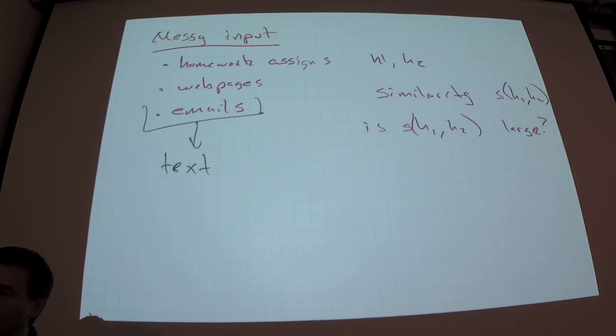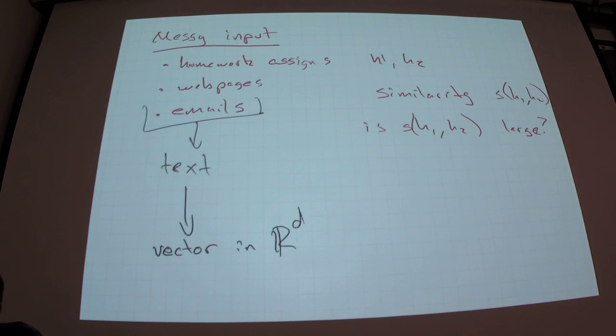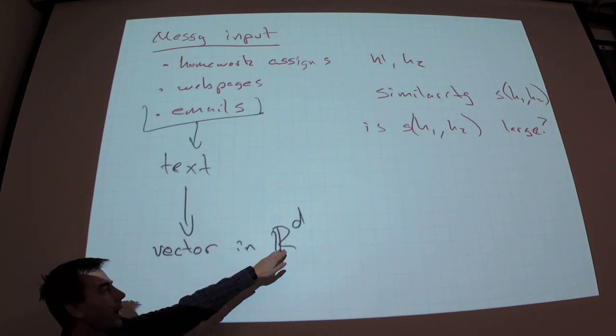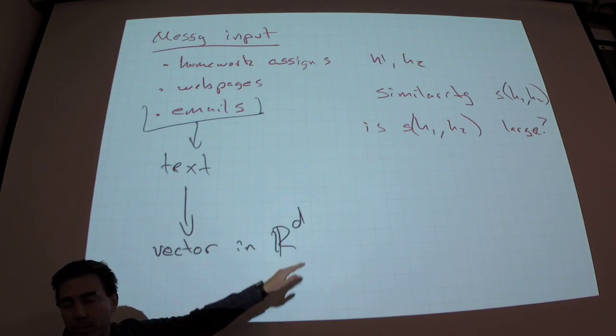So we're going to model any homework assignment, web page, or email just as the text contained in it. Now, it's still not clear, if you have two pieces of text, how you say how similar they are. So we're going to look at a way to convert this text into one of two different abstract representations. The first one, which we'll talk about more briefly, is a vector in R^d.